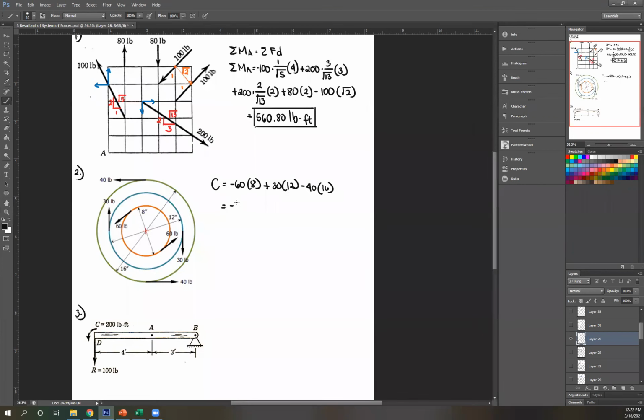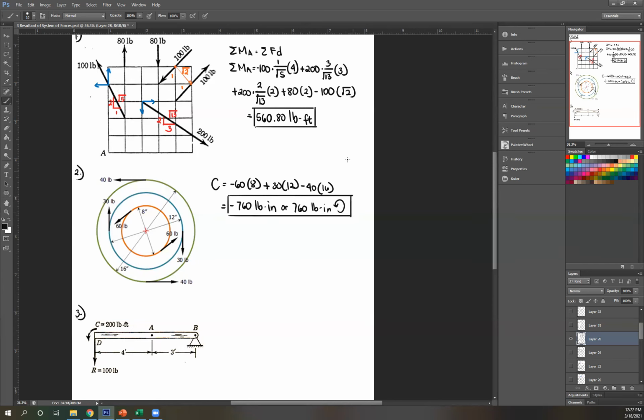So negative 760 unit. So this is force times distance. So that's just your unit for force times unit for distance. So pound inch. And this negative just means that this is counterclockwise. So or 760 pound inch counterclockwise. Or you can just write the whole term counterclockwise.